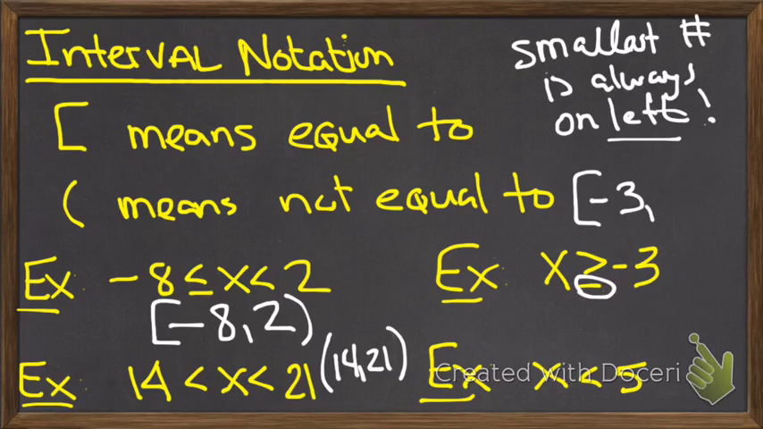Greater than or equal to negative 3. Someone name me a number that's greater than negative 3. 6. Keep going. 100. Where are we going to stop? Never. So in mathematics, if we never stop, it's infinity. Very good. So remember what the infinity symbol looks like? Sideways eight.